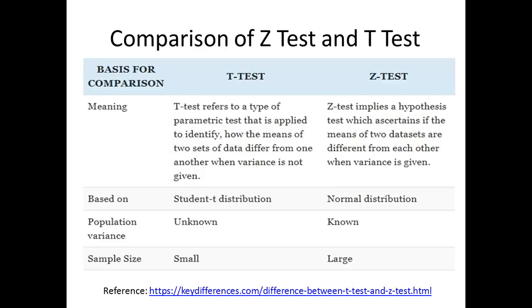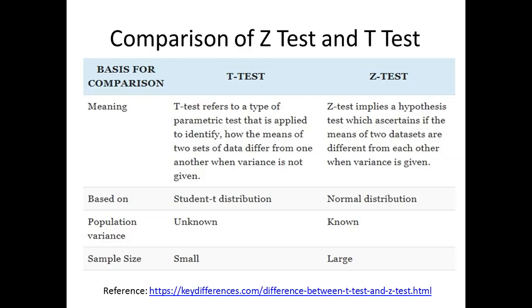A quick comparison of the two is this: t-test refers to a type of parametric test that is applied to identify how the means of the two sets of data differ from one another when variance is not given, right? Actually, the variance of the population is not given over here. And a z-test implies a hypothesis test which ascertains if the means of the two data sets are different from each other when the variance of the population is given. The t-test is based on student t distribution and the z-test is based on normal distribution. The population variance is unknown, as we just indicated, in t-test and population variance is known in the z-test.